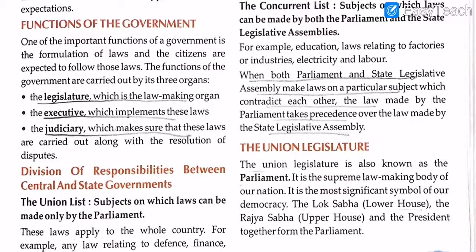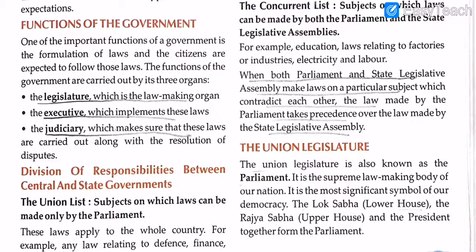The state list is subjects on which laws can only be made by state legislative assemblies, meaning the people who look after states. So there is one state legislative assembly for Rajasthan, one for Maharashtra, same for Gujarat, same for say Uttar Pradesh or any other state, okay? So it is for them. Different states can have different laws on any of these subjects. For example, land reforms, agriculture, irrigation, police, healthcare, and sanitation.